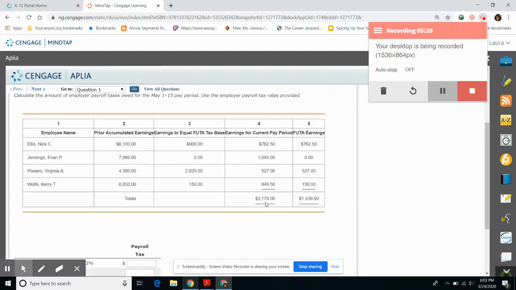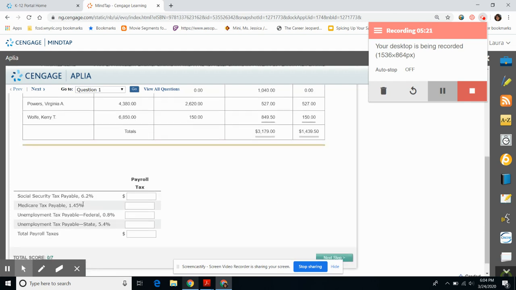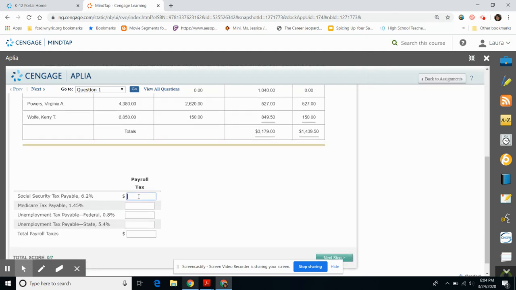So we're going to multiply the 3179 times the 6.2%, which is 0.062. And when you do that, you get a total of 197.10.